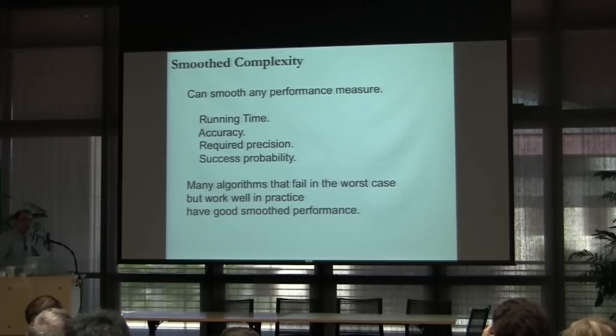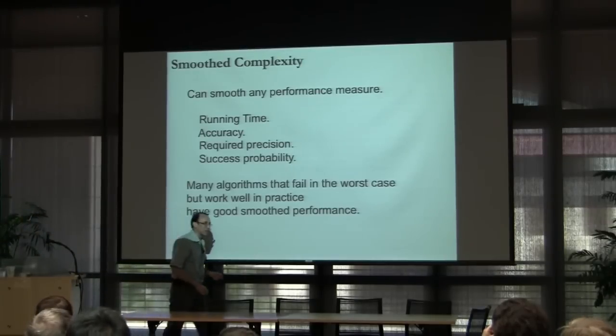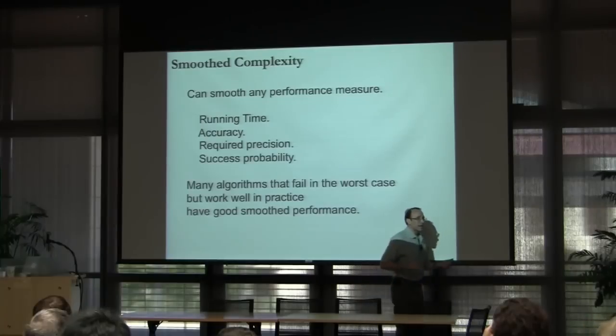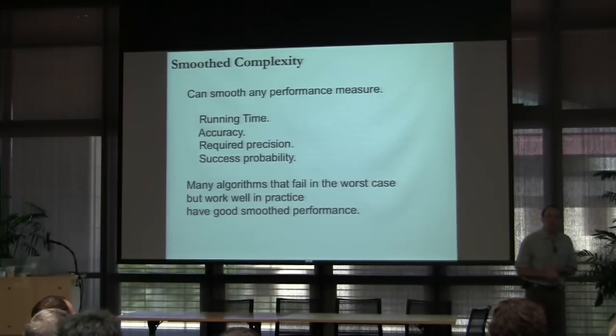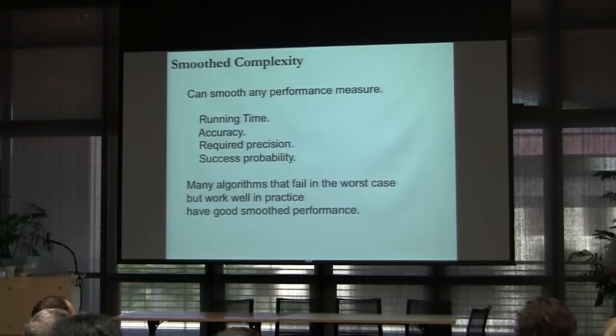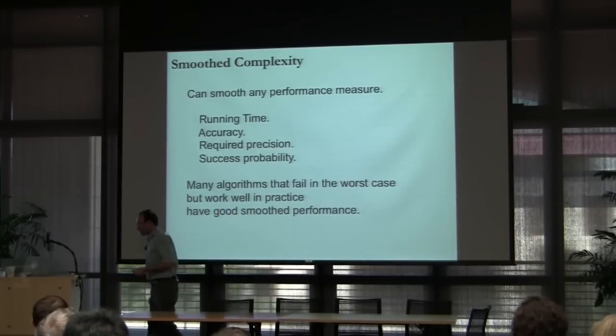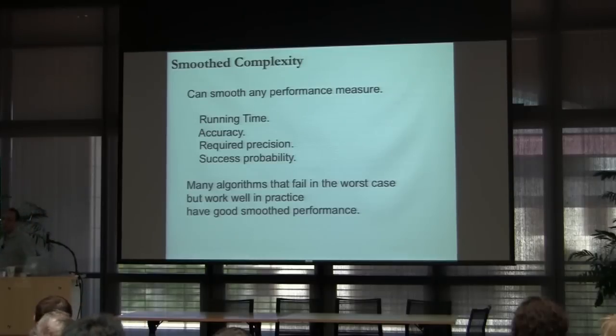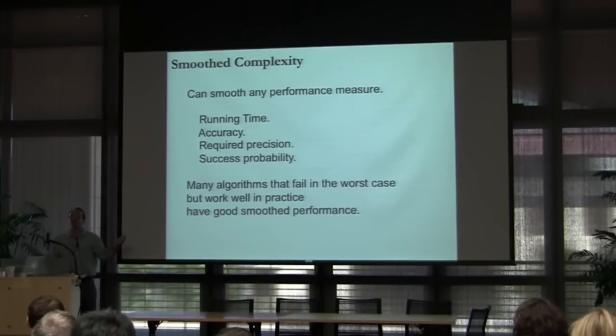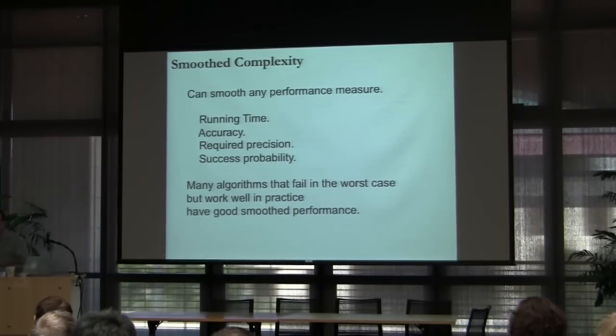Okay, so of course you don't just have to do smoothing on running time. You can do smoothing on any performance measure of an algorithm. We'll take a look at things like, you could think about what is the accuracy of the solution returned, how many bits of precision do you need to carry around in order to get an answer, what's the probability of success, all sorts of things you could measure. One thing we have found is that there are many algorithms that do poorly in the worst case. They have funny bad examples that people from experience know perform well in practice. And at least for a fair number of them, people have now shown that they have good smoothed performance. So that their smoothed analyses get you out of this worst case and come closer to what people actually observe.